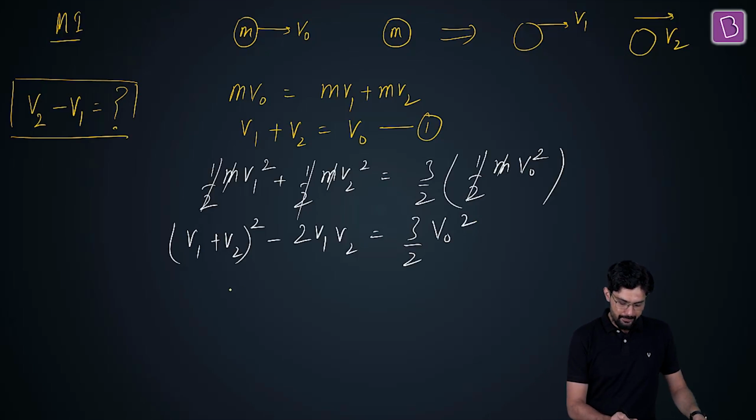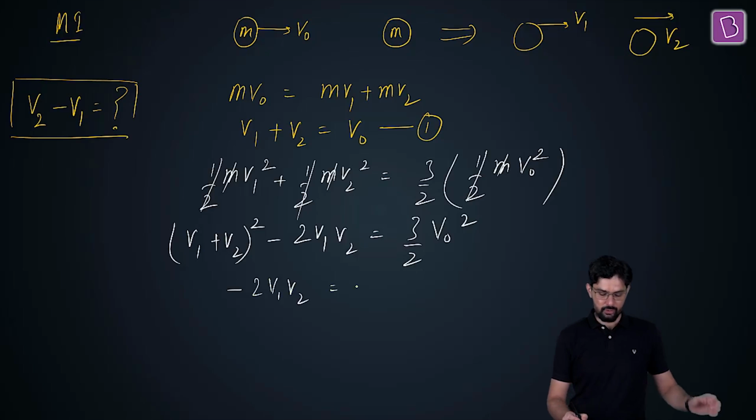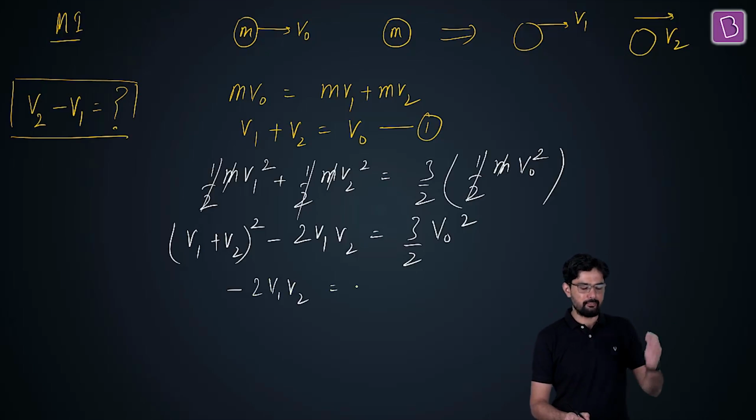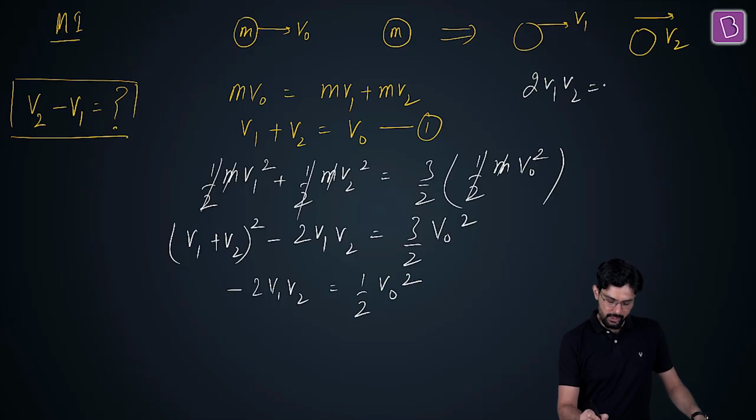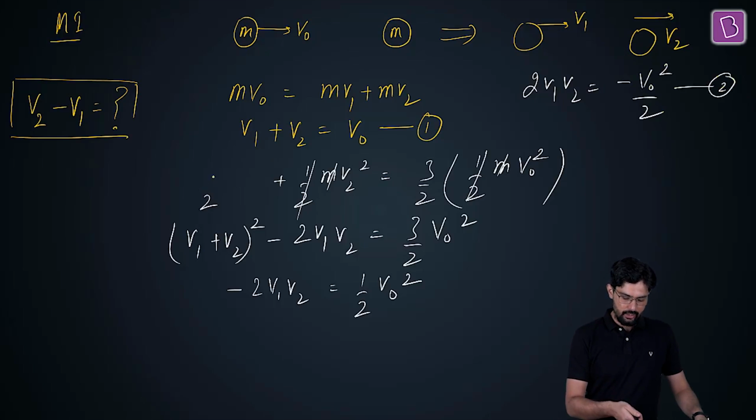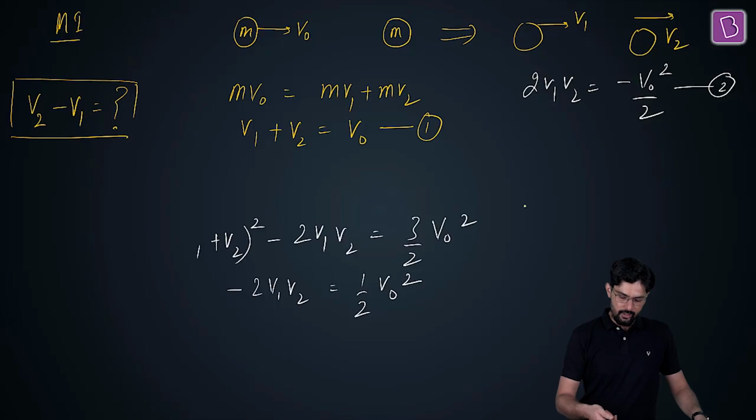So this is going to become minus 2 v1 v2 is equal to 3 by 2 v0 square minus v0 square, right? That is 1 by 2 v0 square. So we have the value of 2 v1 v2 from here to be equal to minus v0 square by 2, right?